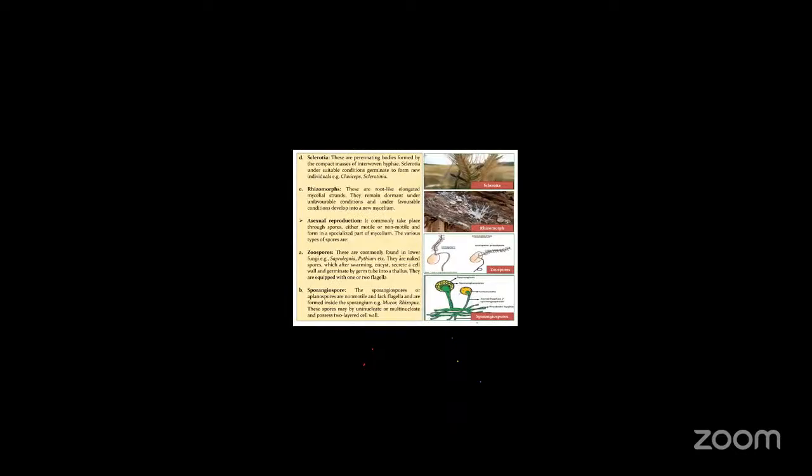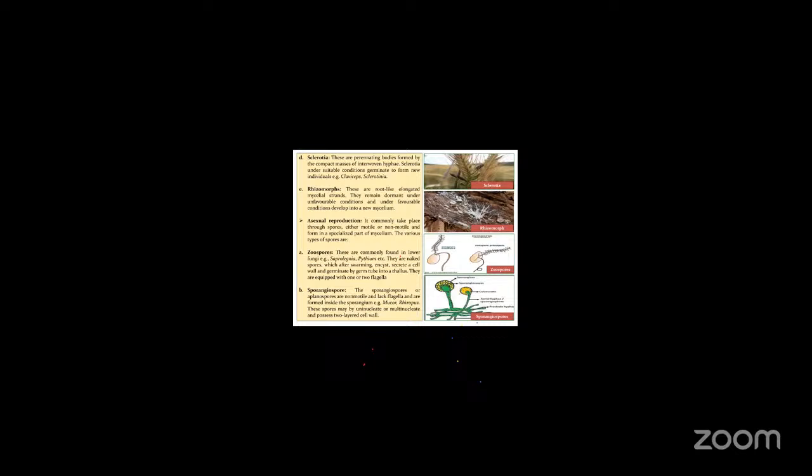The sclerotia are the perennating bodies formed by a compact mass of interwoven hyphae. In suitable conditions they germinate into new individuals. Examples are Claviceps purpurea and sclerotia. These are developed individually.